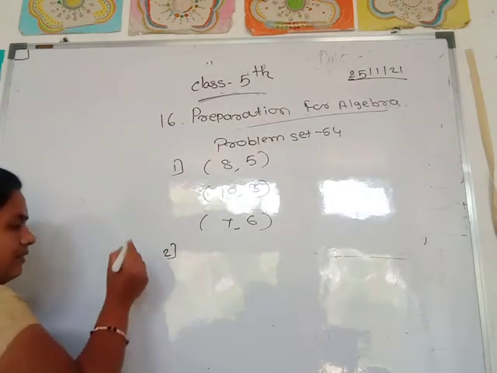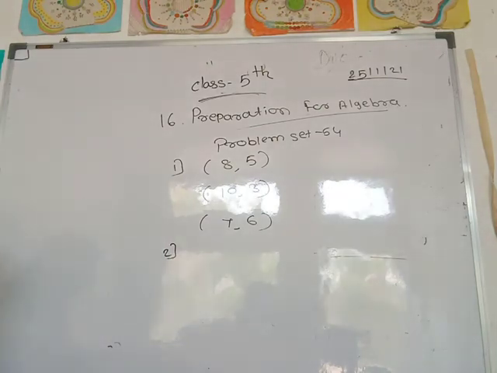Then the second question you see: find out four pairs of numbers, one each for addition, subtraction, multiplication and division, that make the number 18. Write the equalities for each of them. You write four pairs of numbers: one is addition, one is subtraction, one is division, one is multiplication, but whose answer is the same, that is 18.